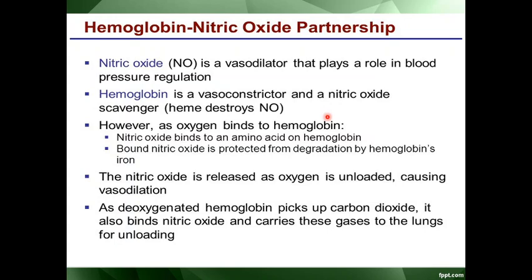As deoxygenated hemoglobin picks up carbon dioxide, right? Deoxygenated hemoglobin, oxygen-free hemoglobin, when it binds with carbon dioxide, then it also binds nitric oxide and carries these gases to the lungs. So what are the three important functions of nitric oxide? Vasodilation, which affects the transport of oxygen due to its vasodilatory effect. It transports carbon dioxide to the lungs, and in this way the carbon dioxide can be transported to the lungs very easily.